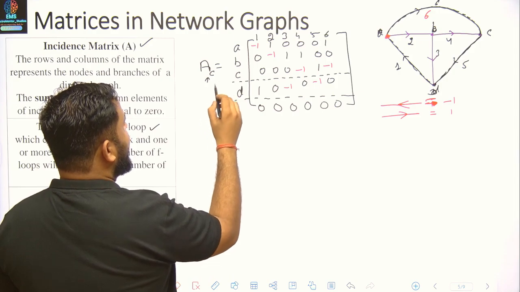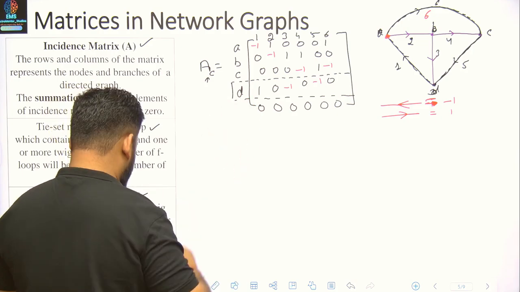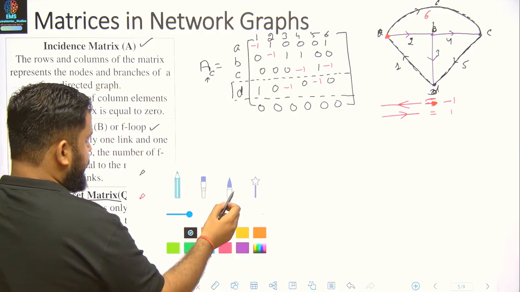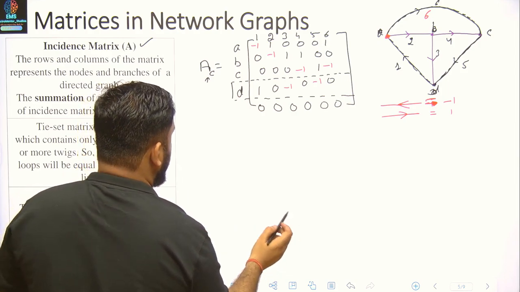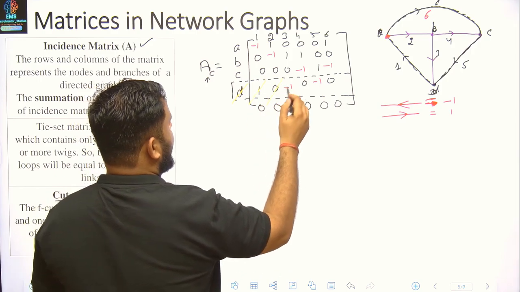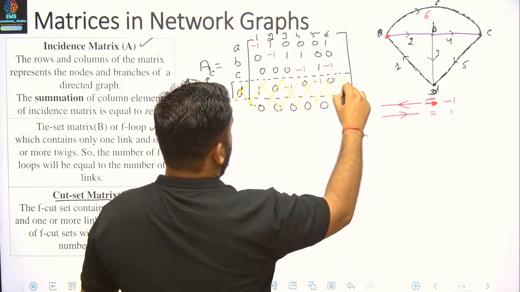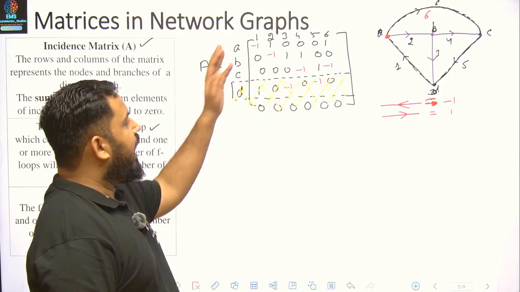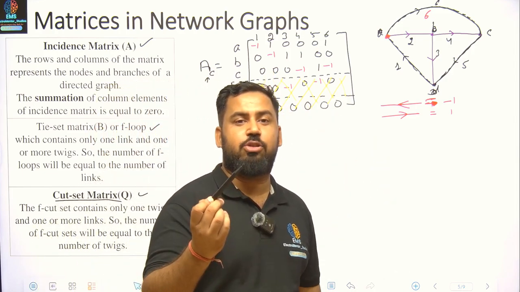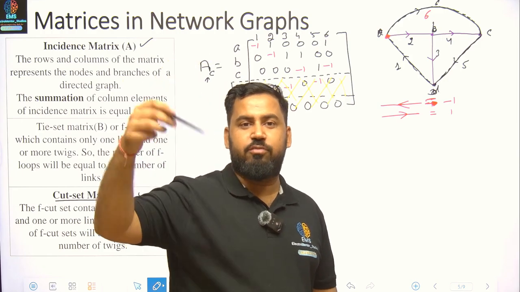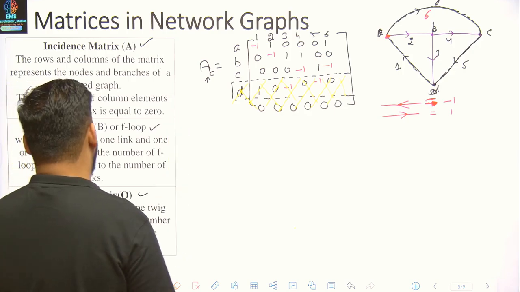So I can always have another incomplete incident matrix where I won't be requiring this D. I'll just give you A, B, C, and you can expect that D can be plotted by just using the property that the sum of the column will be 0. So this is my incident matrix.